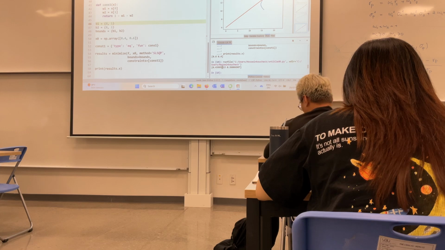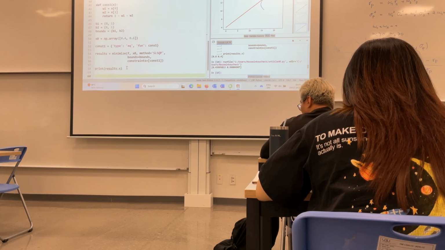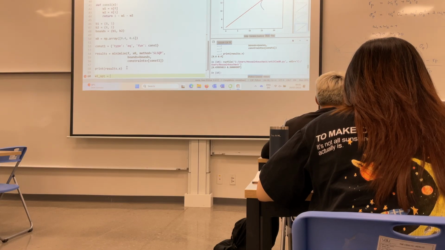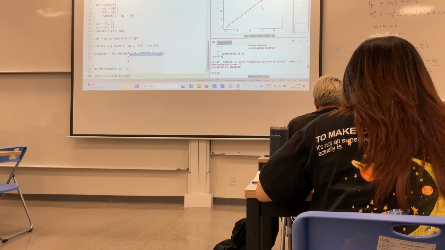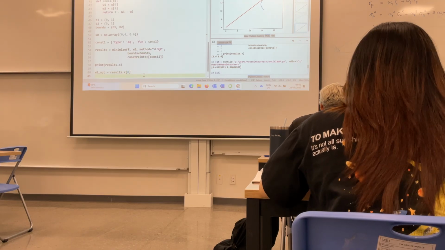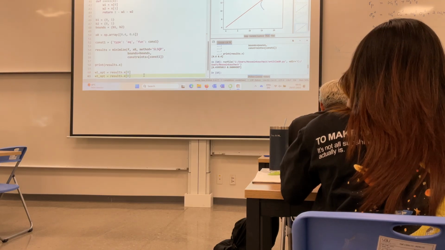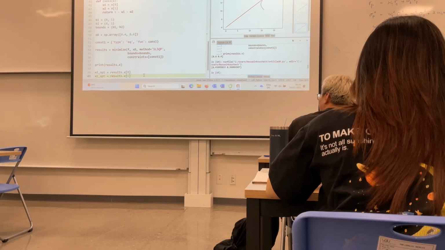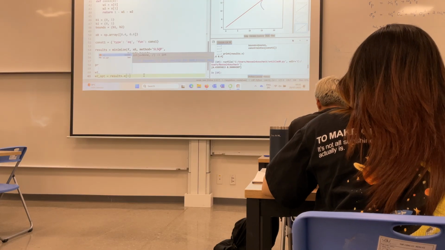Good. Let's maybe calculate here. So here we have W1 opt. That's the optimal weight, which is results dot x, the first value, and results dot x, the second one becomes the W2, the optimal value.